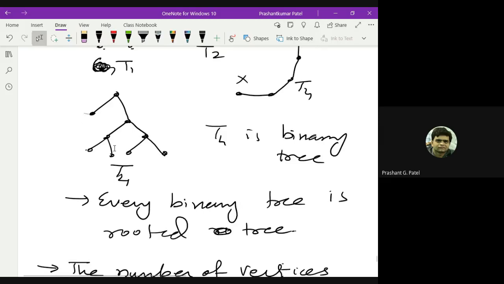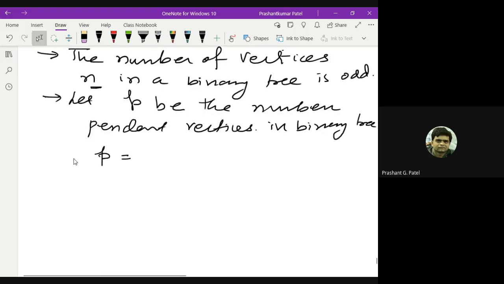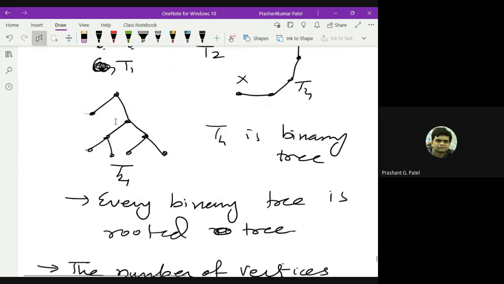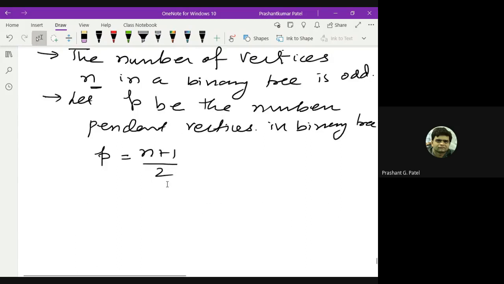There is exactly one vertex which has degree 2, and all other vertices are either of degree 3 or of degree 1. You need not calculate those of degree 3; you have to calculate all the vertices having degree 1. So what should that be? The answer is (n plus 1) by 2. For example, here there are 5 pendant vertices. Total number of vertices is 9, so (9 plus 1) by 2, that is 10 by 2, gives you 5. So the answer is this.